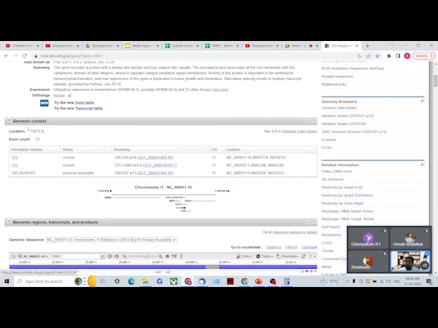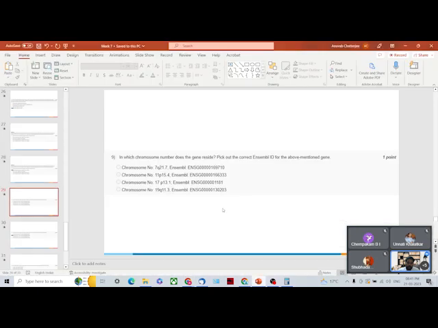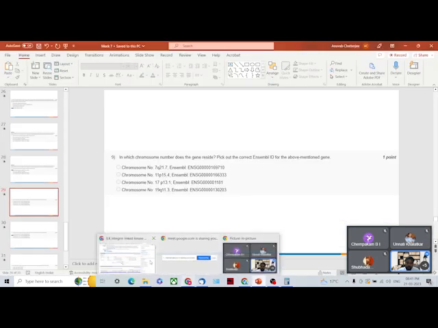Which is genomic context, we have the location as 11p15.4. The 11 means it is chromosome 11, p means it is the shorter arm of the chromosome, and 15.4 is just the marker. So this is the chromosome location of our particular gene. So that is the answer to the first question. It is 11p15.4.